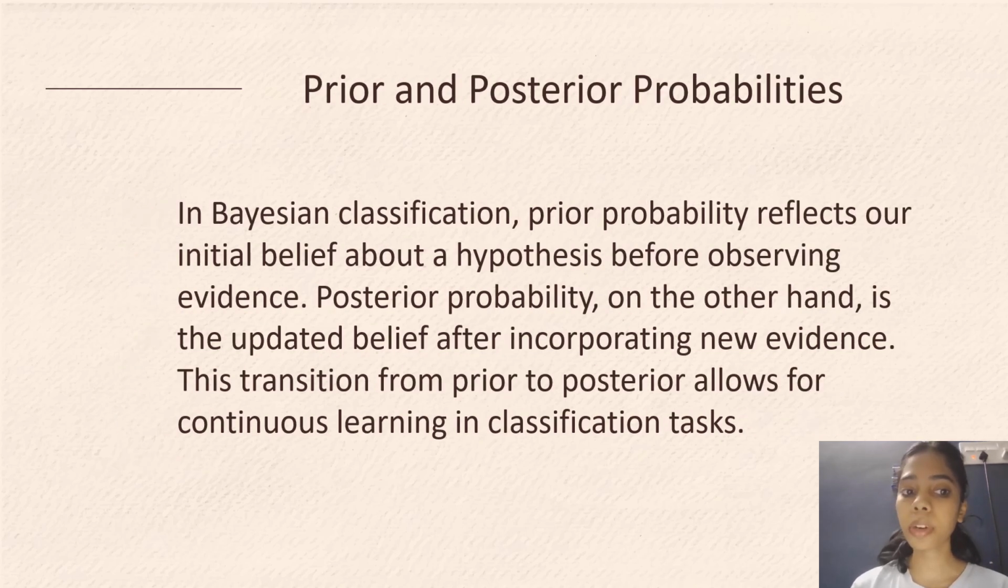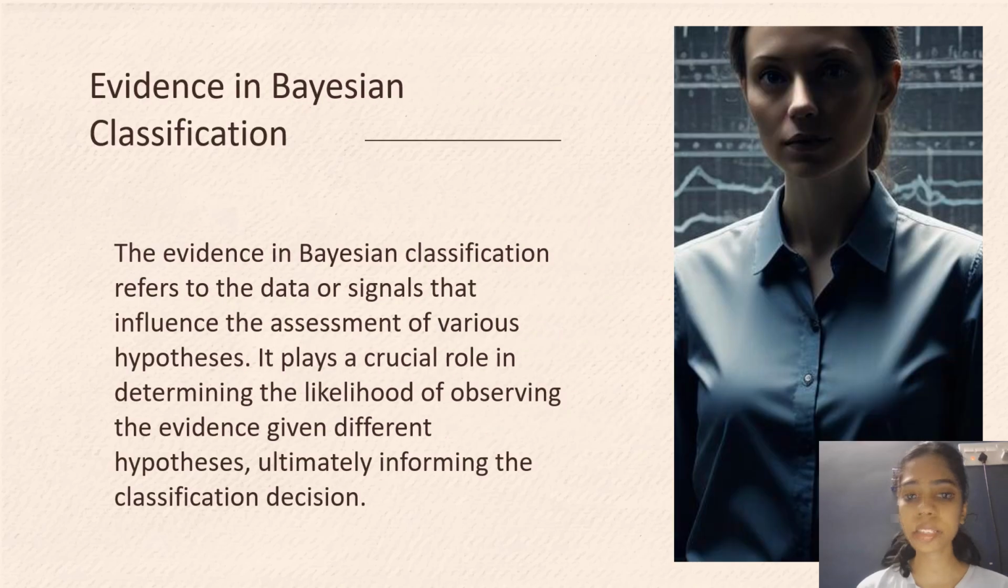Prior and posterior probabilities. In Bayesian classification, prior probability reflects our initial belief about a hypothesis before observing the evidence, and the posterior probability, on the other hand, is the updated belief incorporating the new evidence. The transition from the prior to posterior allows for continuous learning in classification tasks.